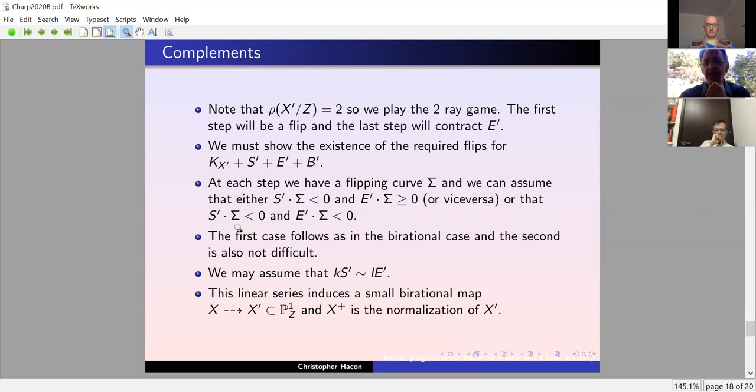Or the other thing that could happen is that they both intersect the flipping curve negatively. Well, in that case, what that means is that some multiple of one divisor will be relatively linearly equivalent, over the flipping contraction, to a multiple of E'. So this gives you a one-dimensional linear series. So it actually gives you a map to some projective line bundle over Z. And actually, it turns out that the flip is just given by the normalization of the image of X under this rational map in P^1 of Z. So there's sort of an explicit way you can essentially construct your flip by hand in this situation. So you have a lot of geometry going on, and it's not too hard to construct these flips.